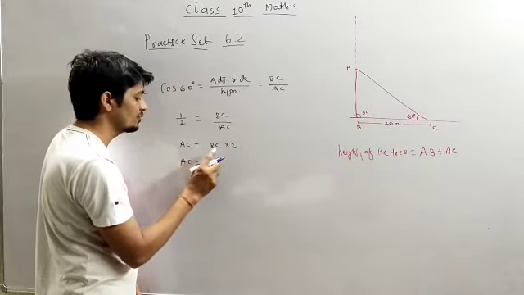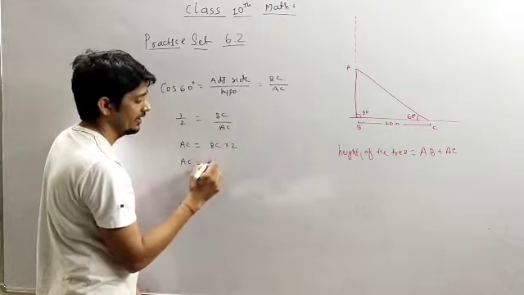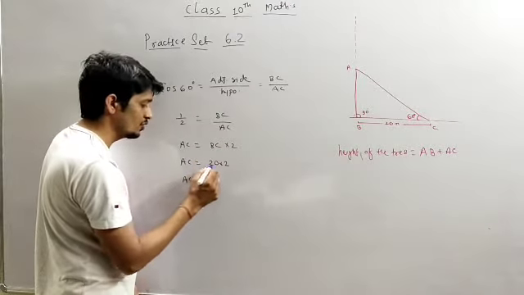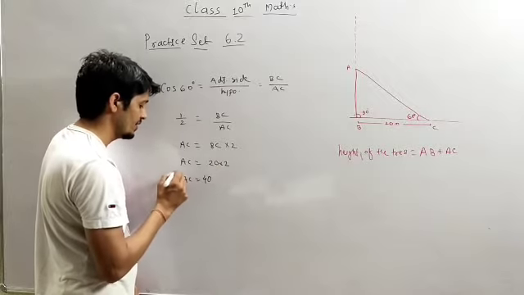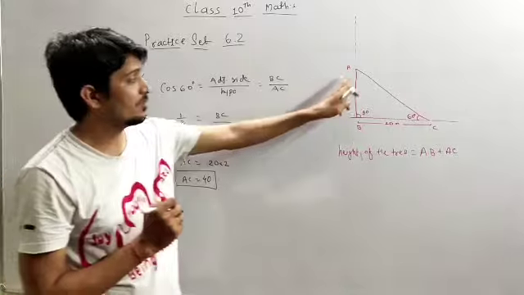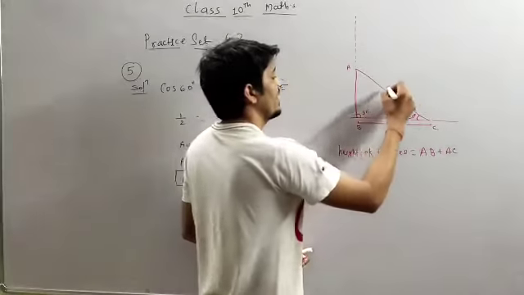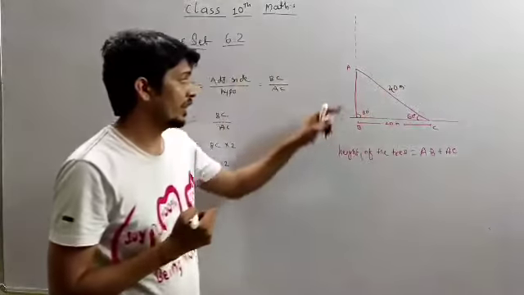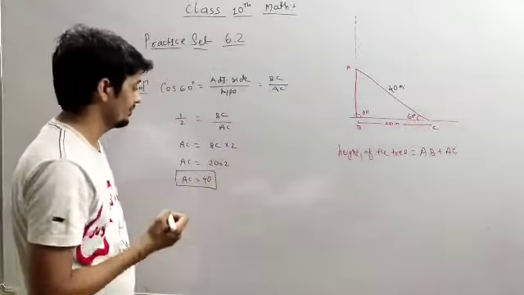So AC equals to, what is BC? BC is 20. So 20 into 2. So AC equals to 20 into 2 is 40. So we got the value of AC. Means we got its value, how much is it? It is 40 meter. Now we have to calculate AB now.